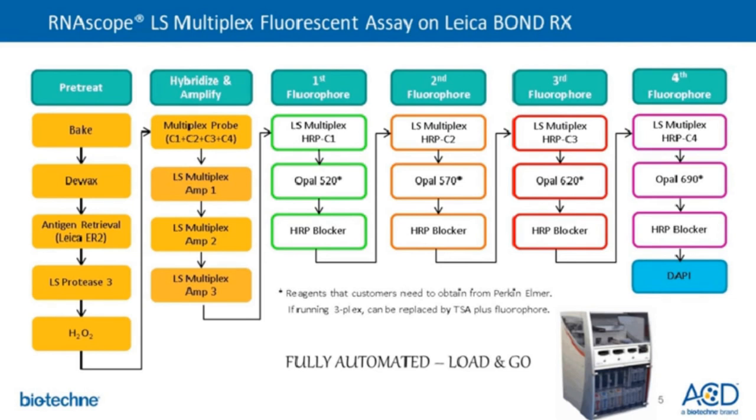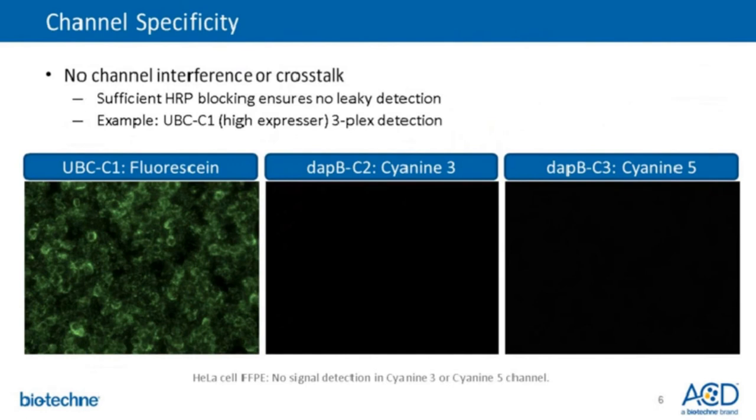Because HRP is used to amplify the fluorescent signals, it is essential to block the HRP activity between each detection step, so HRP from one run does not contribute to the following run. This is some data that demonstrates that we have a very efficient and complete HRP blocking step. This was demonstrated using a 3-plex assay, detecting the highly abundant positive control gene UBC in channel 1, and our negative control probe in channels 2 and 3.